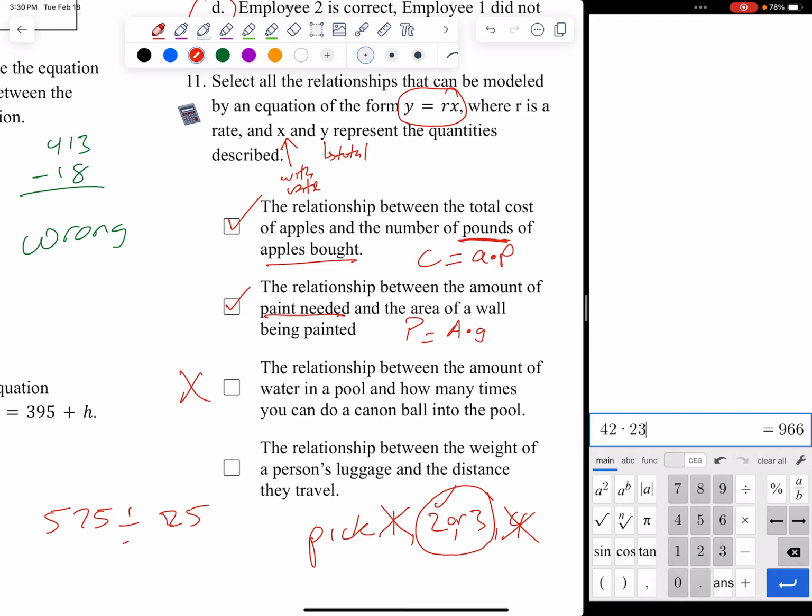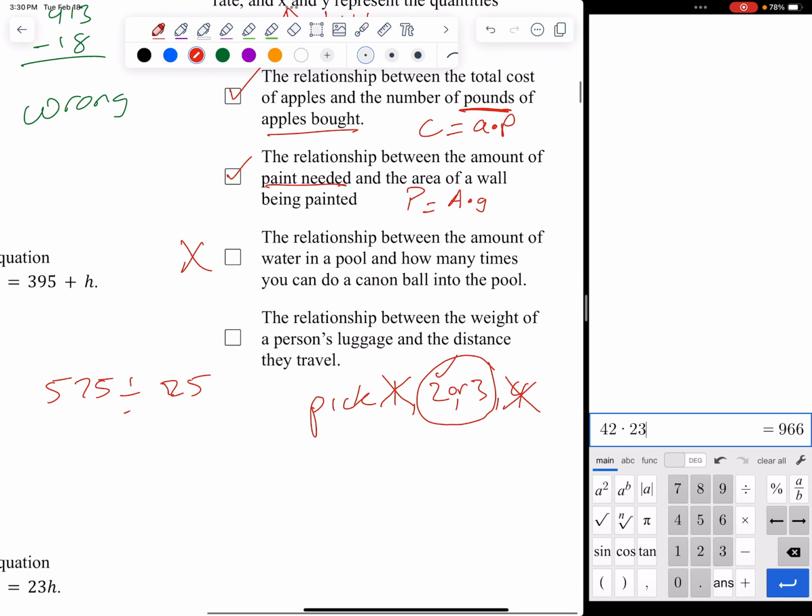The relation between the weight of a person's luggage and the distance they traveled. So let's see, weight of a person's luggage. Is there a relationship there, like per luggage? Does that make sense? No. Distance equals weight per luggage? That does not work. The weight of a person's luggage and the distance, that doesn't work either. It's not affected.